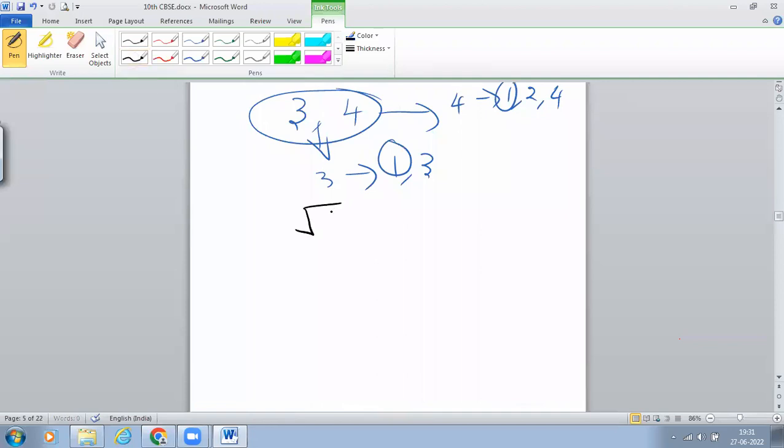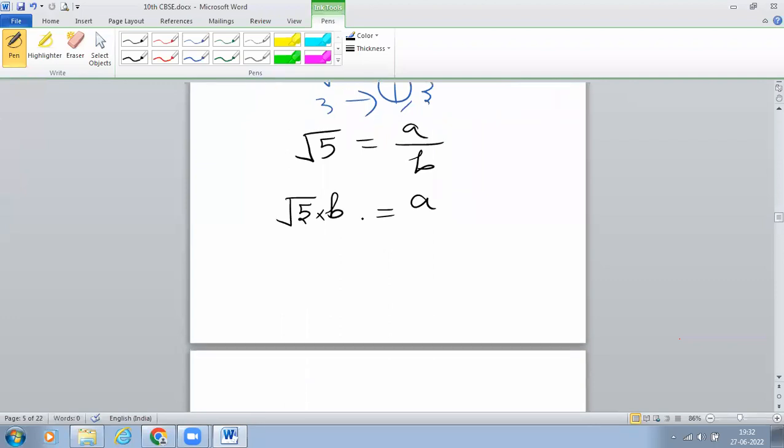Again, I'll write the same step. Root 5 is equal to a by b. Now I'm going to take this b, which is in the denominator, that means which is in division, to the left hand side. The number or alphabet which is in the denominator, when it is taken to the opposite side, becomes multiplication. So root 5 into b is equal to a, because division becomes multiplication when it is taken to the opposite side. Now root 5 into b is equal to a.